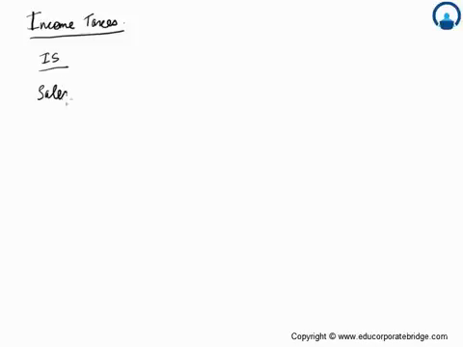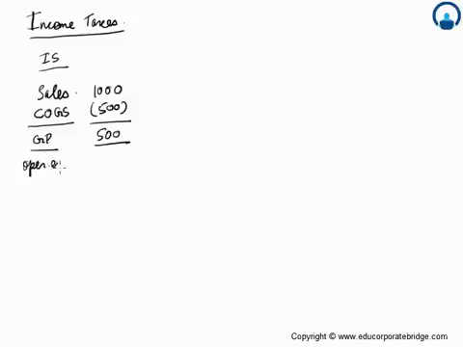We start with sales. Let's say sales were 1,000. Cost of goods sold, let's say they were 500. Then what we get is the gross profit. The gross profit is the difference between the two, so that is basically 500 here. After the gross profit comes the operating expenses. So let's say operating expenses were 200, so we get what we call EBIT, that is earnings before interest and taxes, assuming that now this is 300.